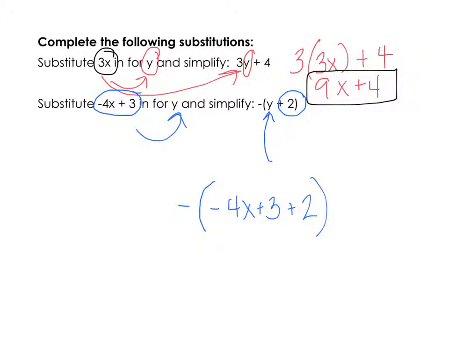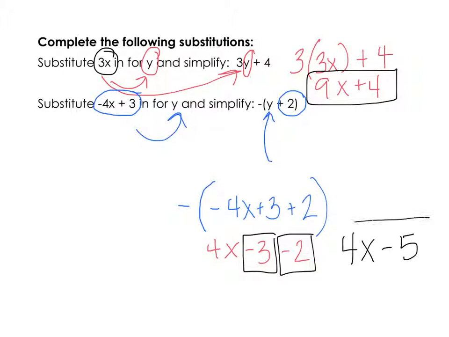Now, I need to simplify by applying that negative on the outside. That means everything flips signs. So this will become 4x minus 3 minus 2. I'll combine my like terms, so negative 3 and negative 2, and I can get 4x minus 5. And that would be my entire substitution.